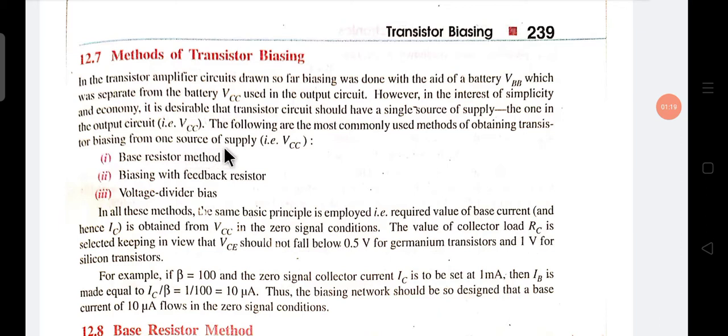That means previously we said that there are two sources for biasing, one is VBB and one is VCC. But for simplicity, removing one source and using only VCC is possible in these biasing methods. There are three types of biasing methods: one is the base resistor method, one is biasing with feedback resistor, and one is the voltage divider biasing method.